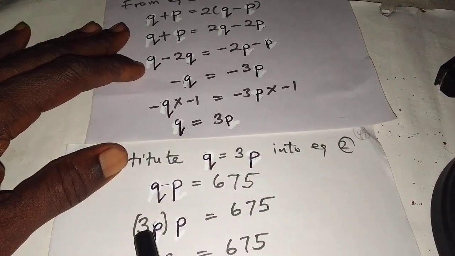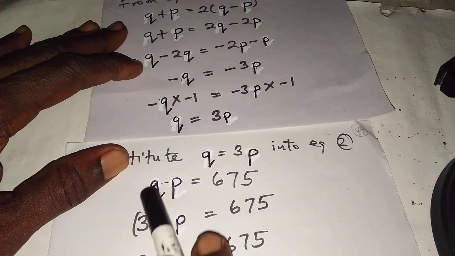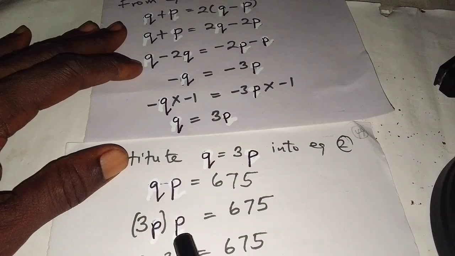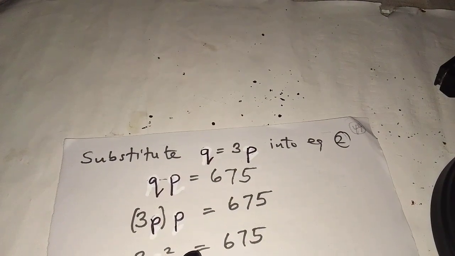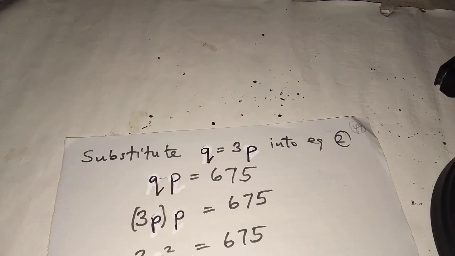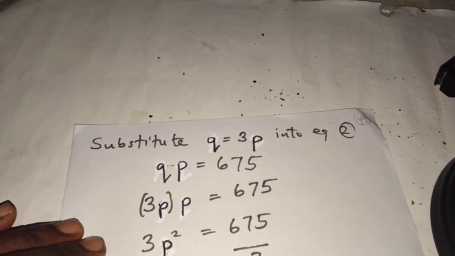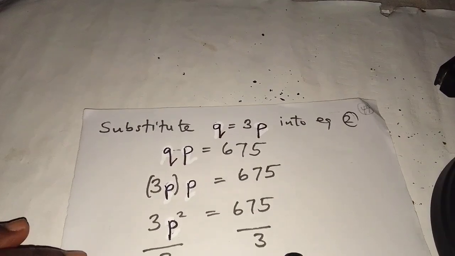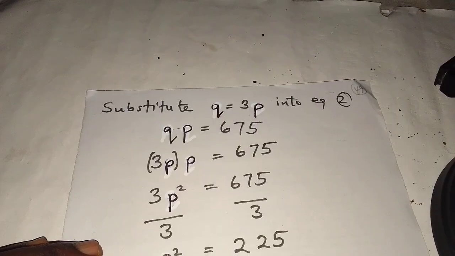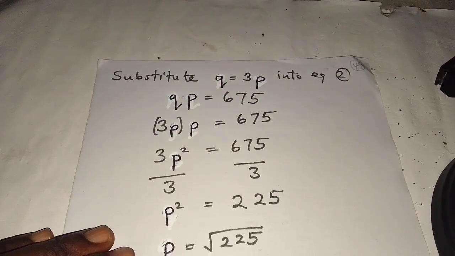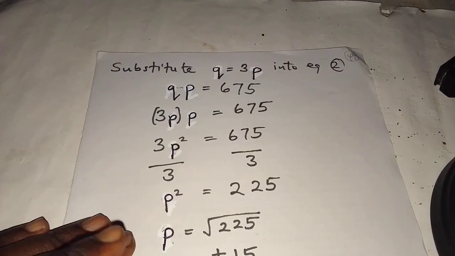In place of Q, I put what? 3P times P is equal to 675. So now 3P times P will give me 3P squared is equal to 675. To get P squared, divide both sides by 3. So that means your P squared is equal to 225. So to get P, you now find the square root of 225. So the square root of 225 is plus or minus 15.